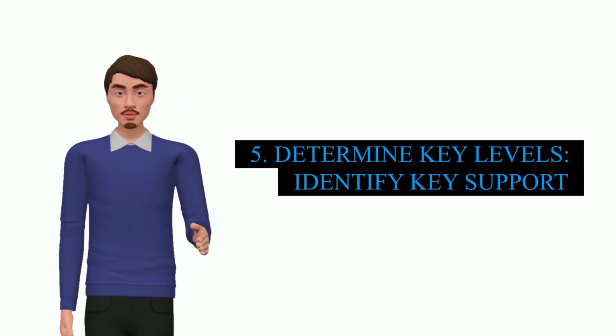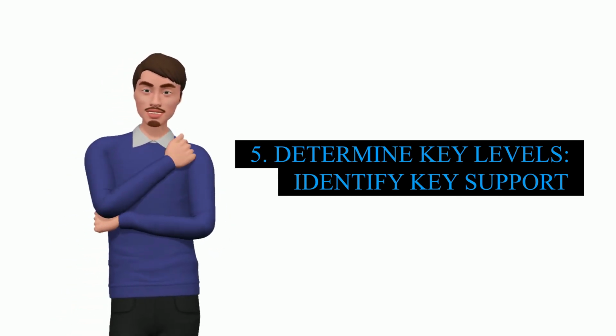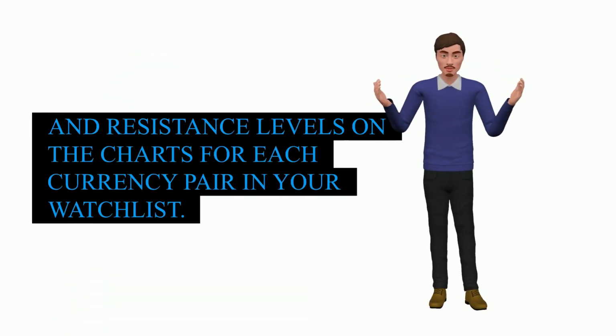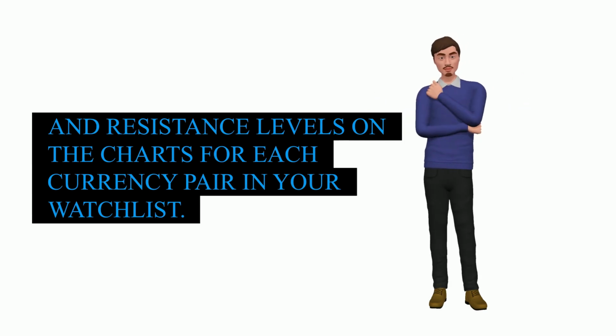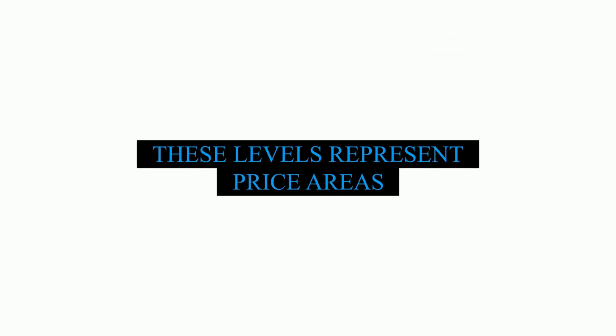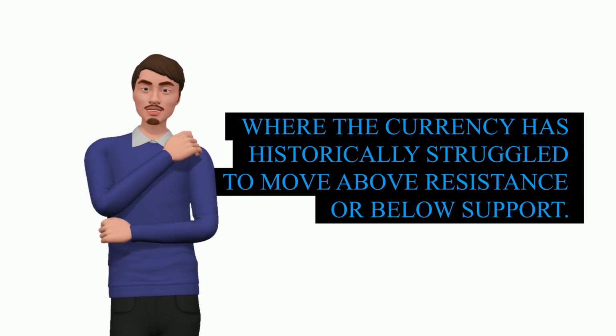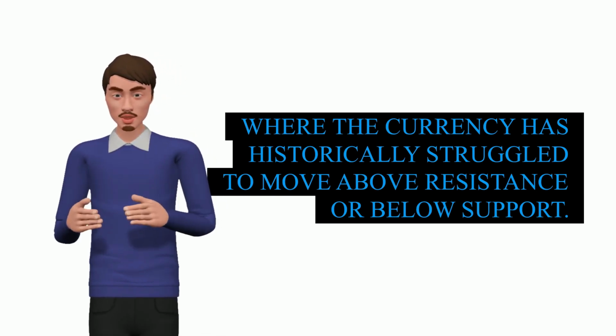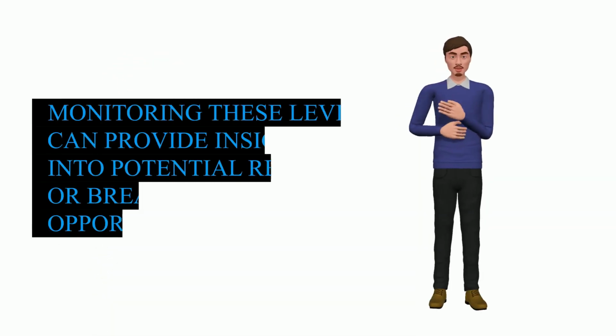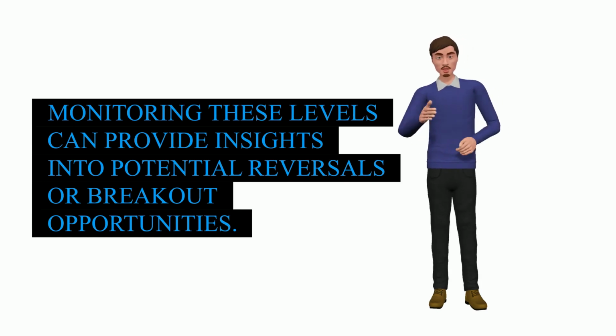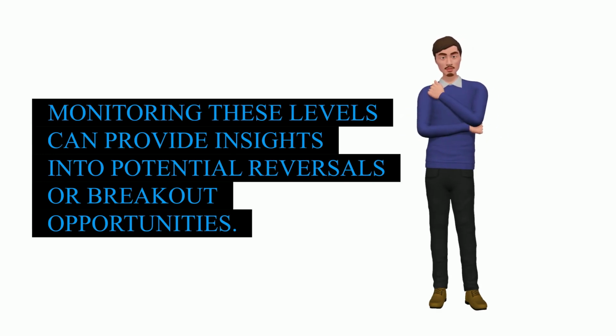5. Determine key levels. Identify key support and resistance levels on the charts for each currency pair in your watch list. These levels represent price areas where the currency has historically struggled to move above resistance or below support. Monitoring these levels can provide insights into potential reversals or breakout opportunities.